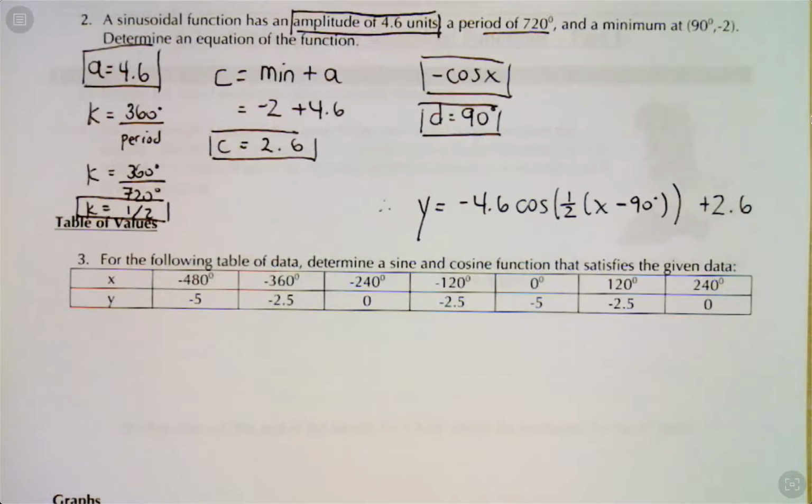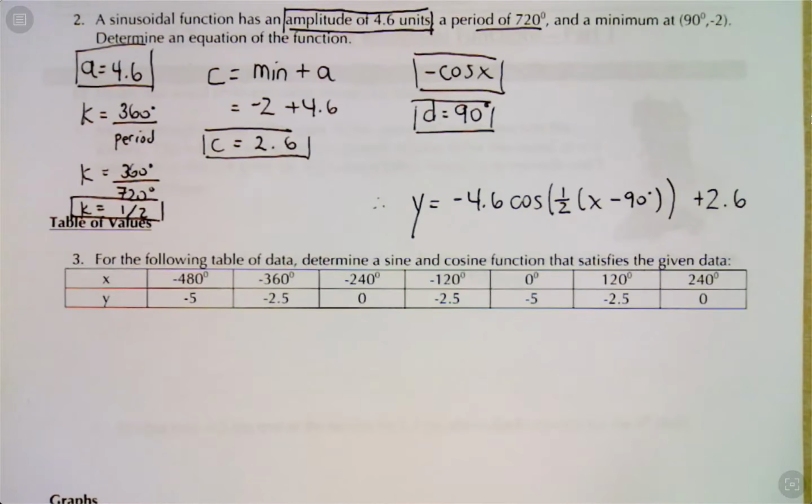All right, let's do one more. Very similar to the one we just did, except this time we're given more information about the graph, so we're asked for a little bit more here. It says determine a sine and cosine function that satisfies the given data. So we'll try to give both a shot. You could sketch this because we have enough information to draw a sketch, but we're going to try to do it just by visualizing the graph and looking at the table.